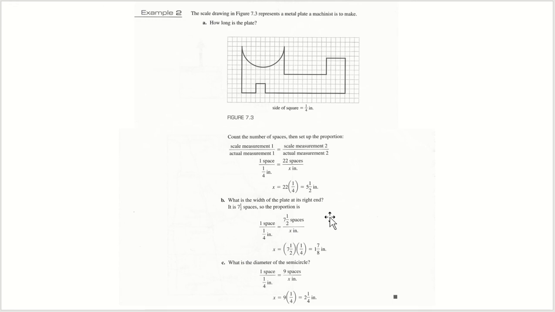What is the width of the plate at its highest, at its right end? It is 7.5 spaces. So the proportion is 1 space is 1/4 inch, 7.5 spaces to x. The result is 1.78. That would be right here. What is the diameter of the semicircle? 1 space to 9 spaces, 1/4 inch. So x equals 9 times 1/4 inch, or 2 1/4.